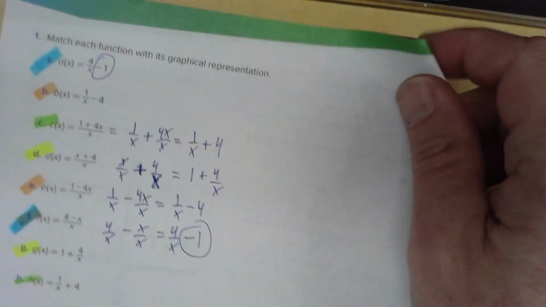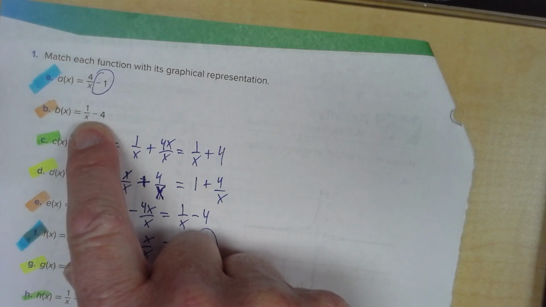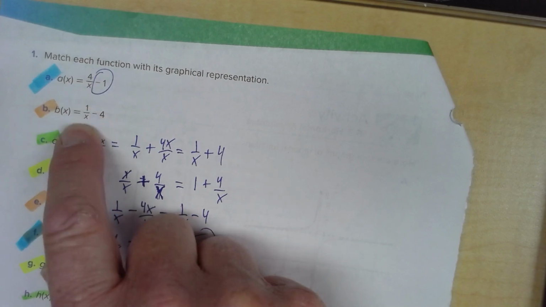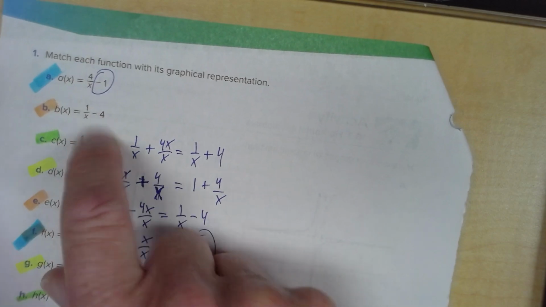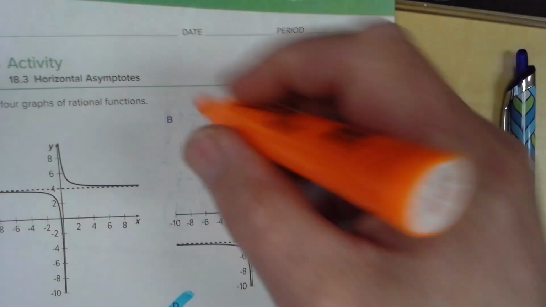Okay, then we go to the next one. Sorry about all this page flipping. It's a bad page flip. So the orange one levels off at negative 4, because 1 over 10, 1 over a million, gets closer and closer to 0, so it levels off at negative 4. So we go back here. Which one levels off at negative 4? That would be B. And negative 4 is the orange one.